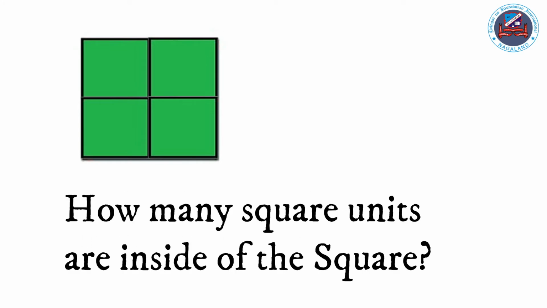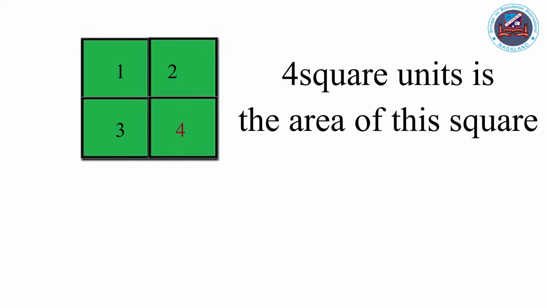So, how many square units are inside of the square? Let's count the square units. 1, 2, 3, 4. That means there are 4 square units in the square. 4 square units is the area of the square.